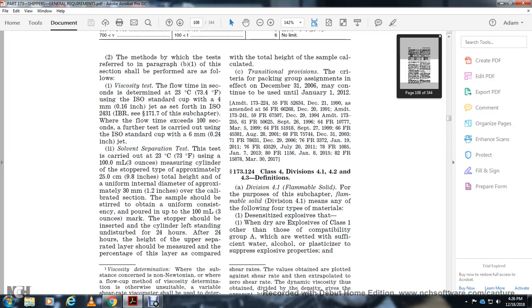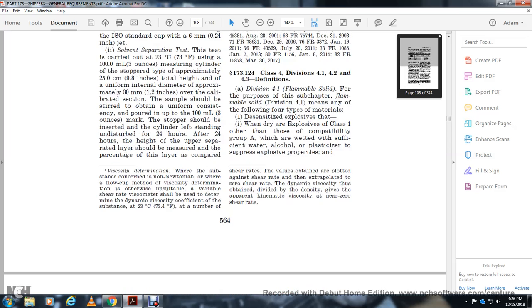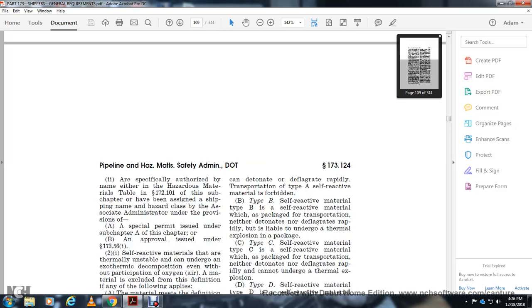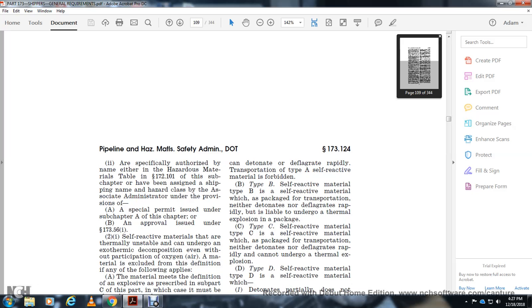Definition. Division 4.1 flammable solid, for the purpose of this subchapter, means the following four types of material: desensitized explosives that, when dry, are Class 1 explosives other than those compatible with Group A, wetted with sufficient water, alcohol, or plasticizer to suppress their explosive properties, and are specifically authorized by name in the table of 172.101 of this subchapter or have been assigned a shipping name and hazard class by the Associate Administrator under the provisions of a special permit issued under subchapter A of this chapter or under 173.56. Self-reactive materials.